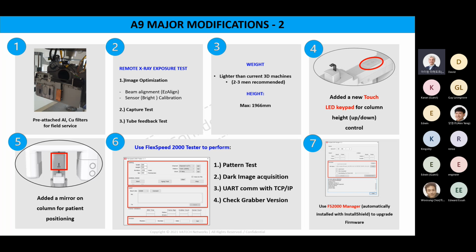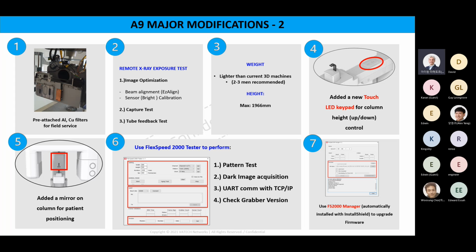The height is 1966. We have a new keypad here. It's a touch keypad, so you can just touch it slightly and it will move the column up and down, all right? And this device is, as I told you, the sitting type. So whenever the patient sits, he or she can see their face in the mirror. We added a mirror here to make it easier to position the patient. All right, so the patient can see themselves too, and that helps assist the staff with positioning.